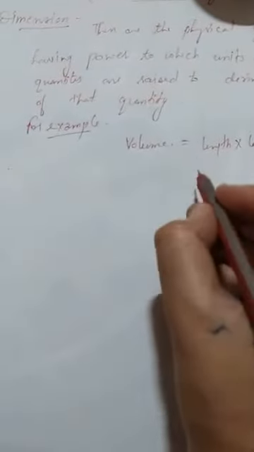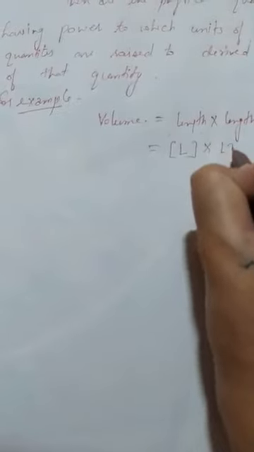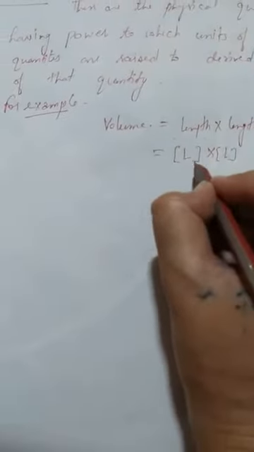So, for example, volume we can write there. Volume we know is side into side into side. If we take length into length into length, then for the volume, for length we will use L into L, and we will keep it in a square bracket. This is the way of keeping it in a square bracket.